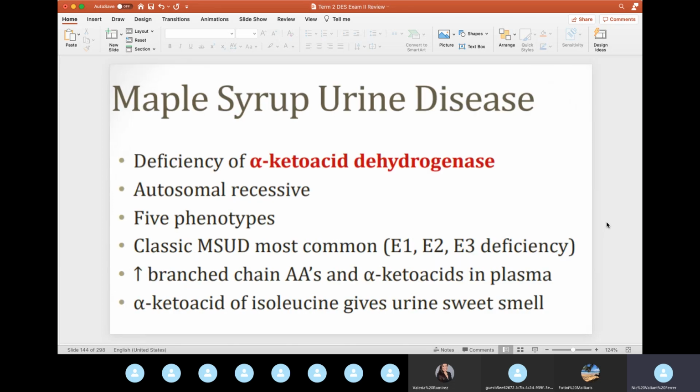Maple syrup urine disease, we talk about this one, alpha keto acid dehydrogenase. You have an increase in branched chain amino acid and alpha keto acids in your plasma. This is autosomal recessive.